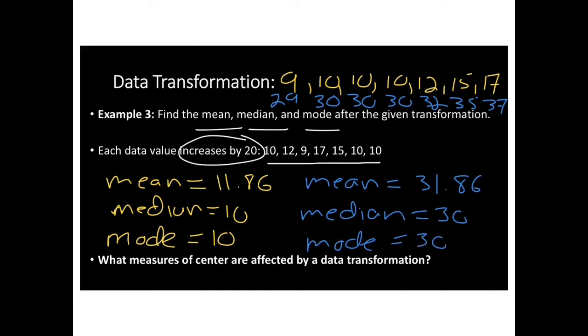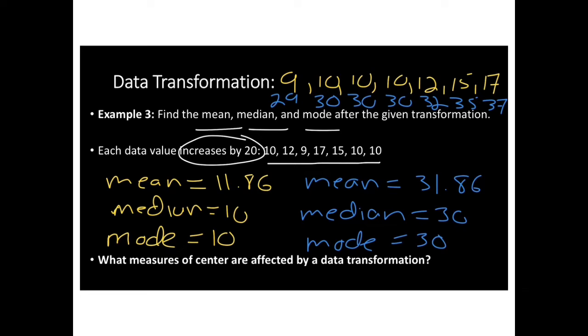So now what we want to look at is what changed and what stayed the same, or how did things change? Let's look directly at our mean. The original mean was 11.86. The new mean is 31.86, and we increased every number by 20. Notice the difference from the original mean to the new mean is exactly that 20. So if we increase the entire value of the set by 20, that means that our mean is going to increase by 20 as well.